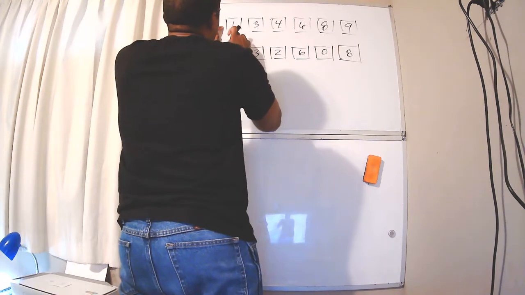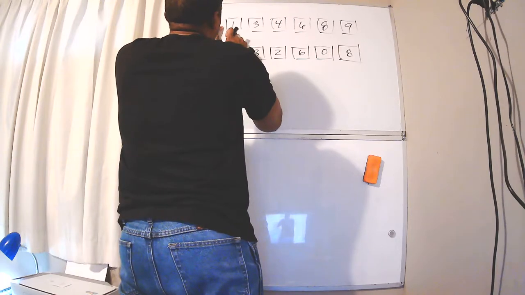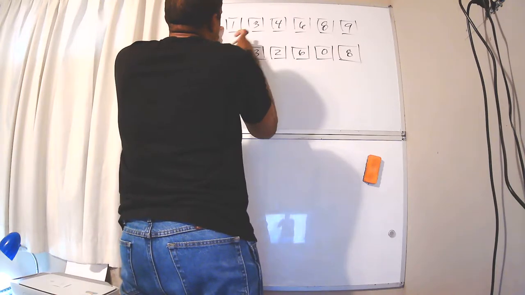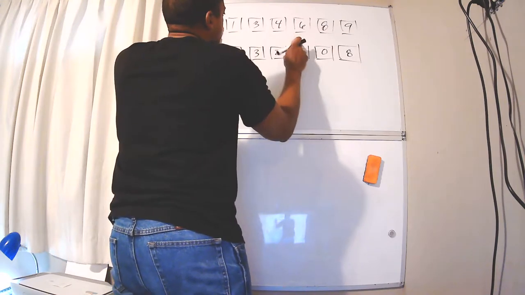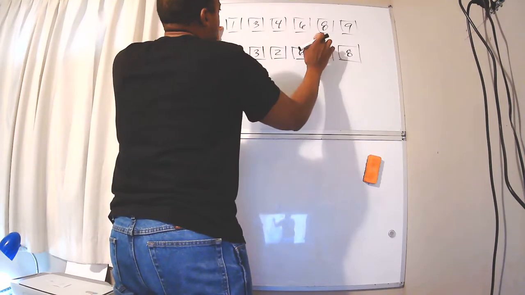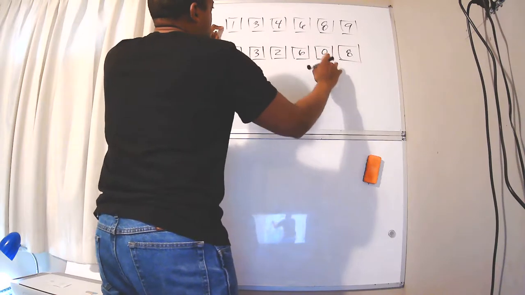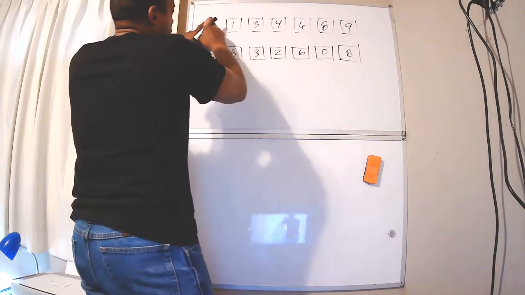Okay, you're going to check this one. Is 1 less than 5? Yes. Then is 1 less than 3? Yes. Is 1 less than 2? Yes. Is 1 less than 6? Yes. Is 1 less than 0? No. So then 0 is going to go here.